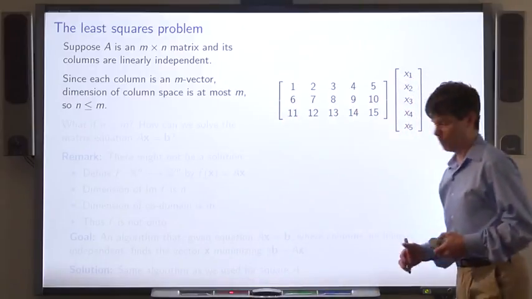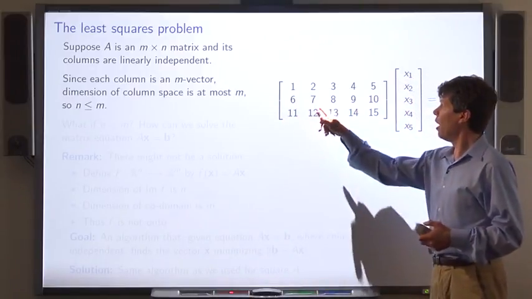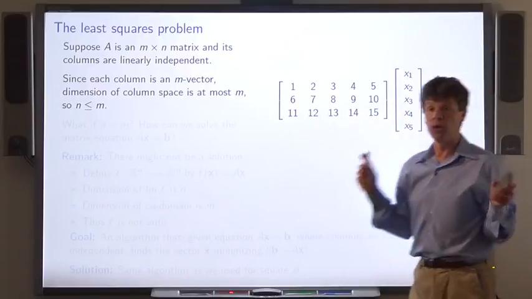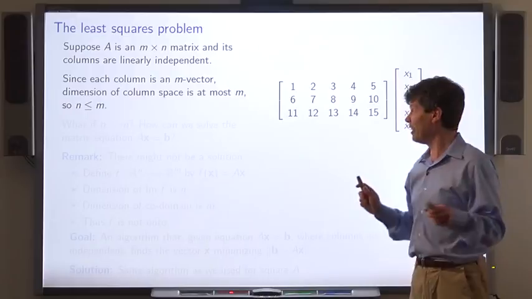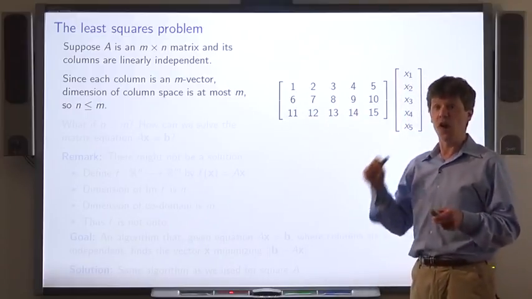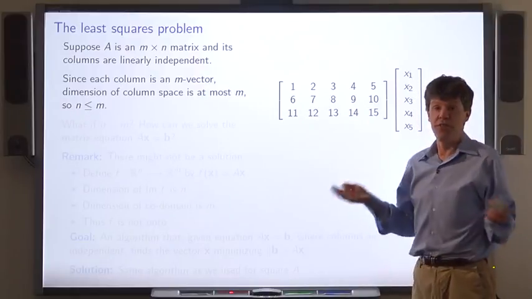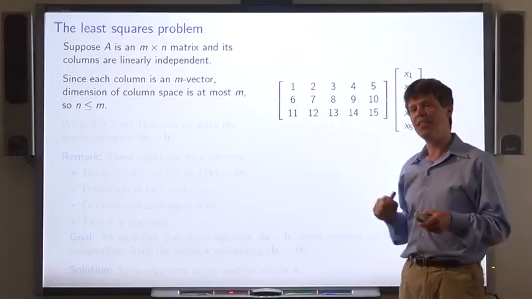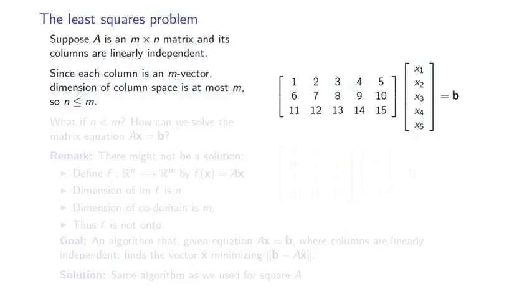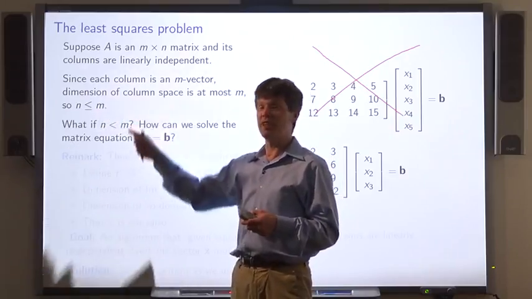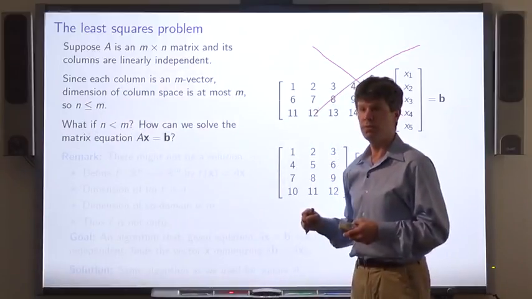Consider this example. It's a 3 by 5 matrix. Now, we're assuming that the columns are linearly independent. Each of these columns is a 3 vector. It lives in R3. The dimension of R3 is only 3, and we have 5 vectors, so these can't possibly be linearly independent. So we don't have to worry about this case. We've shown that the number of columns has to be less than or equal to the number of rows.